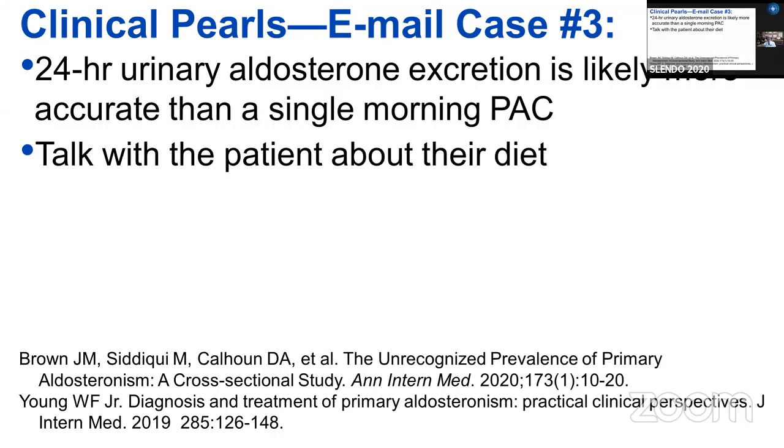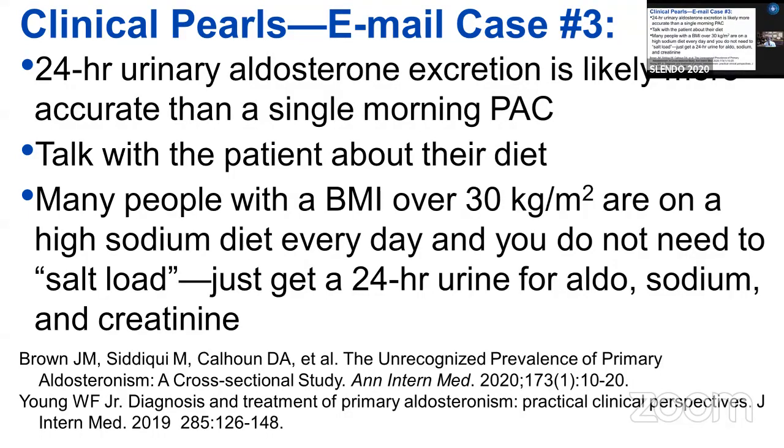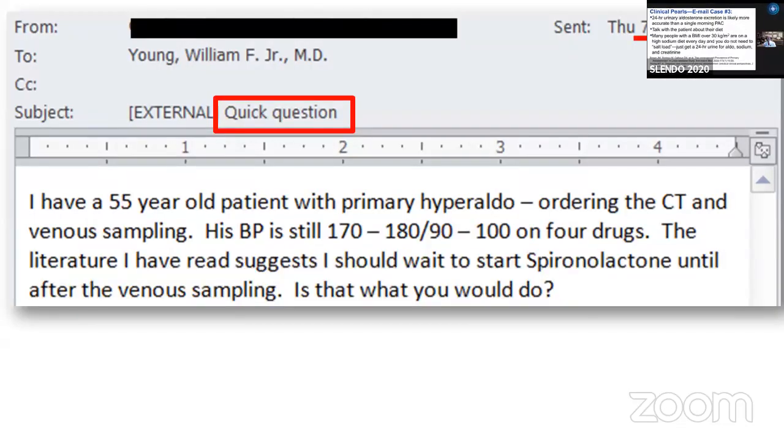Many times, at least in the US, we'll discover they're on a high sodium diet every day of their life. That occurs especially in those who are overweight. And in these people, I don't need to salt load them. I just go ahead and do a 24-hour urine on their current sodium intake because it is over 200 millimoles per day. In 24-hour urines, we measure aldosterone, sodium, and creatinine.